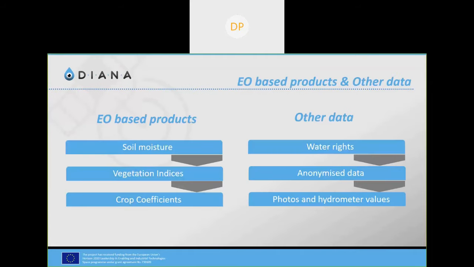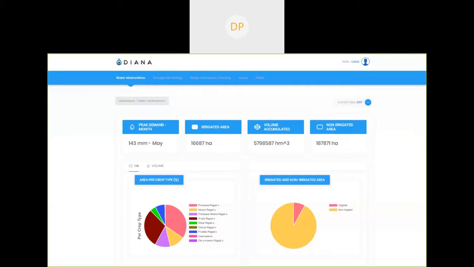The process that we are following is the acquisition of the data and processing to storage them and provide the outputs to our users. So we combine different products that we have from the different data sources to provide useful information to the end user.